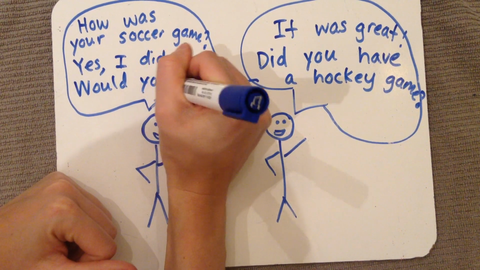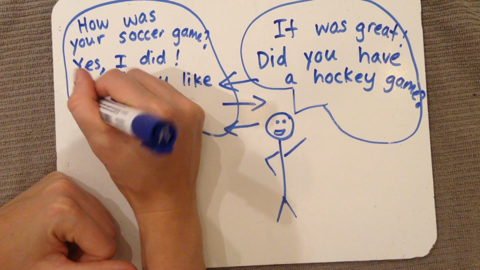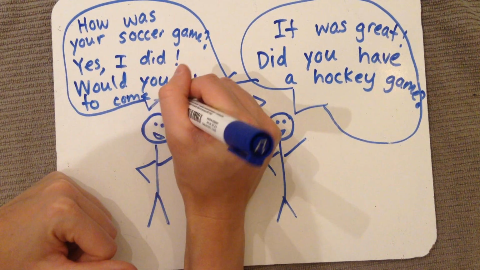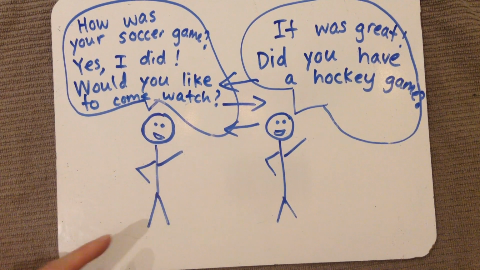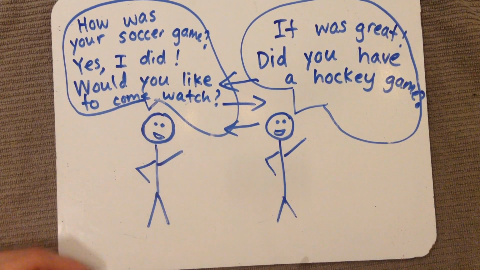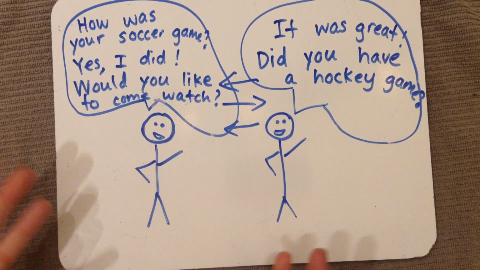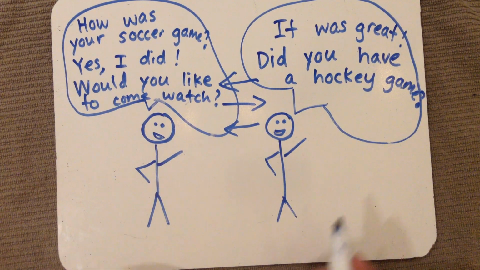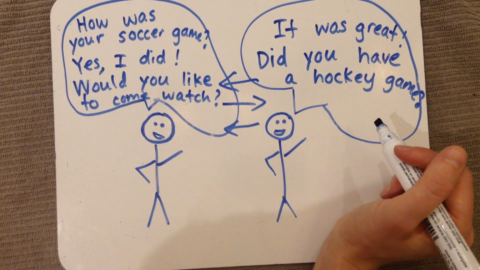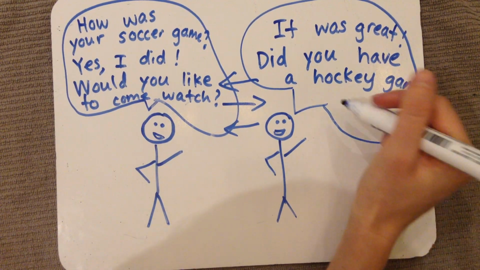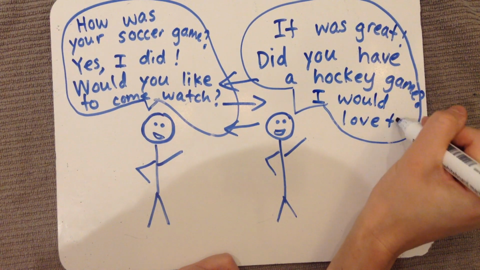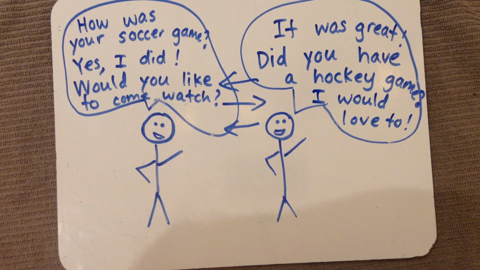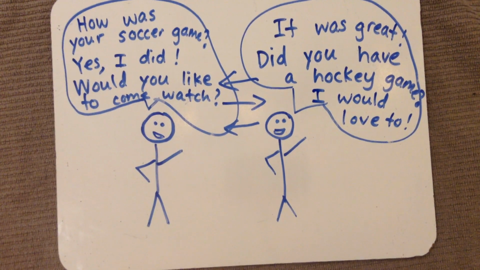Would you like to come watch? Bob's inviting his friend to come watch his hockey game. This is great. They're building their relationship, all because they're asking questions back and forth. They're wanting to know what the other person thinks, feels, and has on their mind in general. Now, Bob is so happy to ask this question, and Bill responds, I would love to. Now they can go on setting up their plans, and it all started with a question.